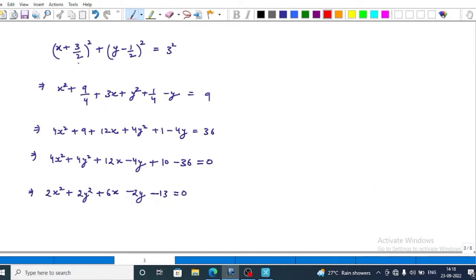Now from the equation of the circle we have (x plus 3 upon 2) squared plus (y minus 1 upon 2) squared equals 3 power 2, that is equal to 9. This implies that, as we know, (x plus a) squared equals x squared plus a squared plus 2xa. From this result we have x squared plus 9 upon 4 plus 3x, and for this, y squared plus 1 upon 4 minus y, equals 9.